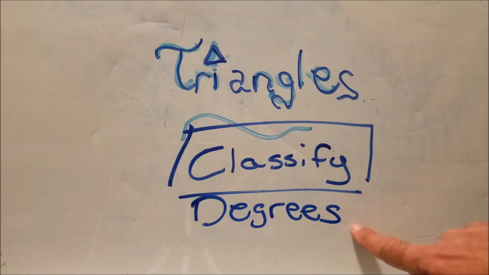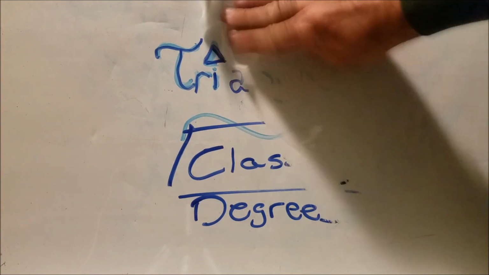And we're not talking about temperature. You can't say that triangle is hot or cold, but by its angle. And we'll talk more about that. So let's erase this and go to town.